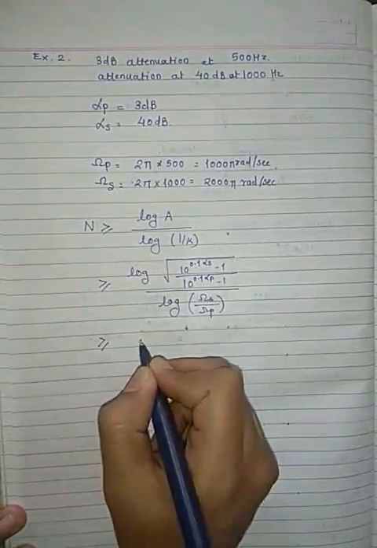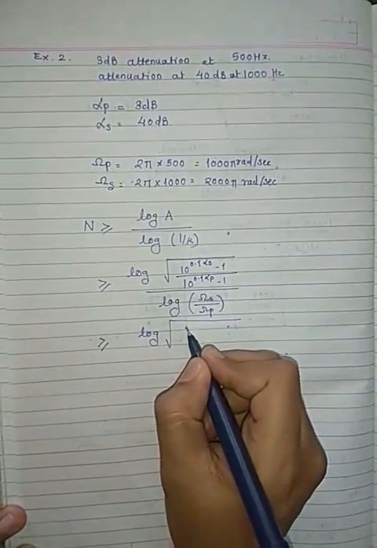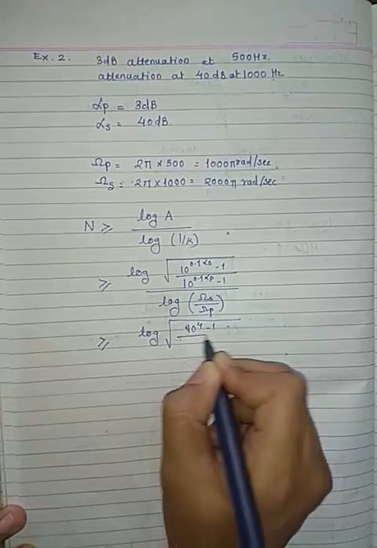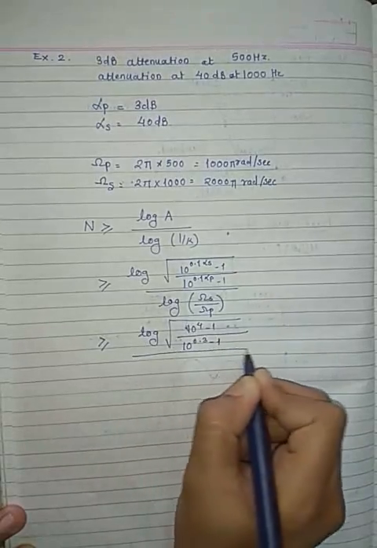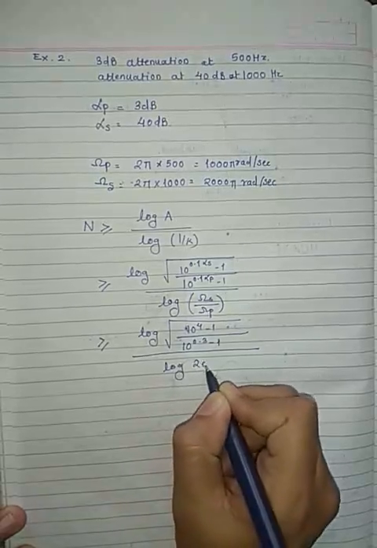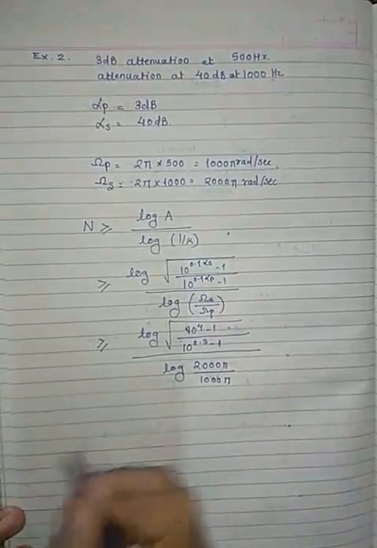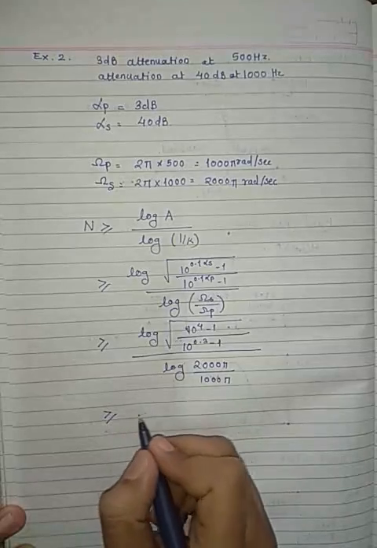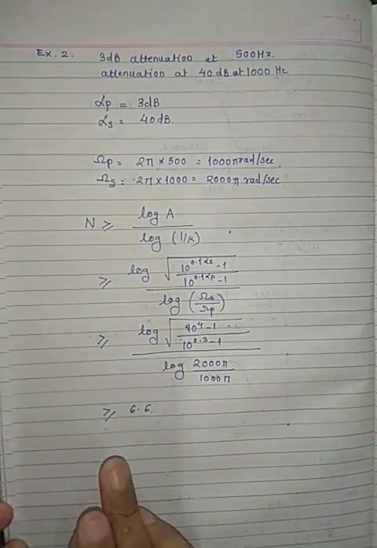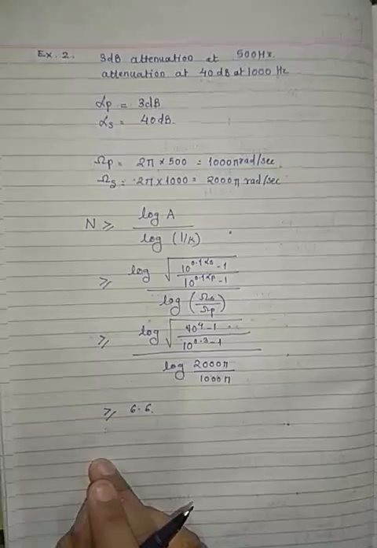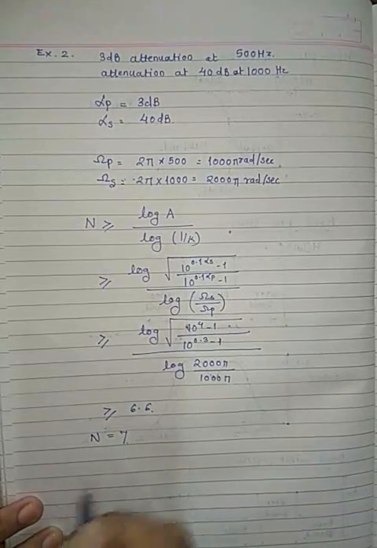Okay, so it should be greater than or equivalent to log of square root of, after substituting these values, we have 10 raised to 4 minus 1 divided by 10 raised to 0.3 minus 1, the whole divided by log of 2000 pi divided by 1000 pi. So after solving this, we have n should be greater than or equivalent to 6.6. So rounding off to the nearest higher value, we have n equivalent to 7.